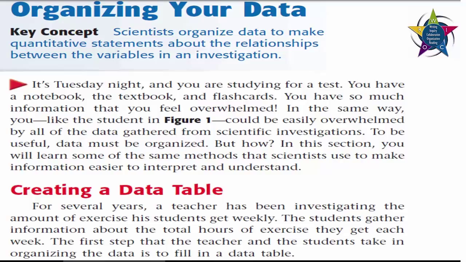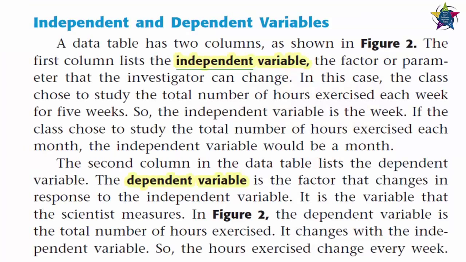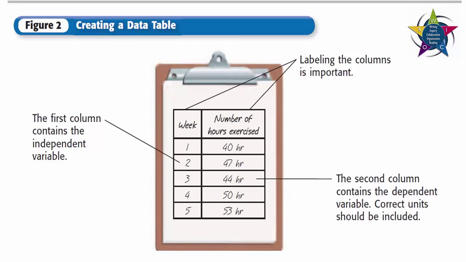For several years, a teacher has been investigating the amount of exercise his students get weekly. The students gather information about the total hours of exercise they get each week. The first step that the teacher and the students take in organizing the data is to fill in a data table. A data table has two columns, as shown in Figure 2.